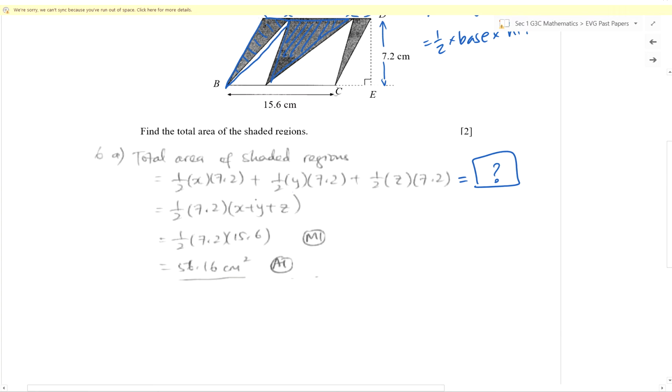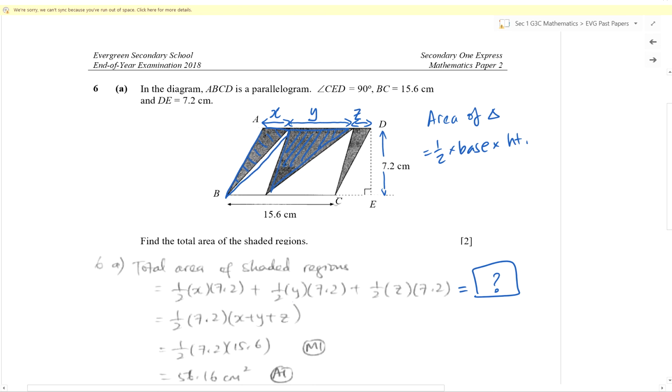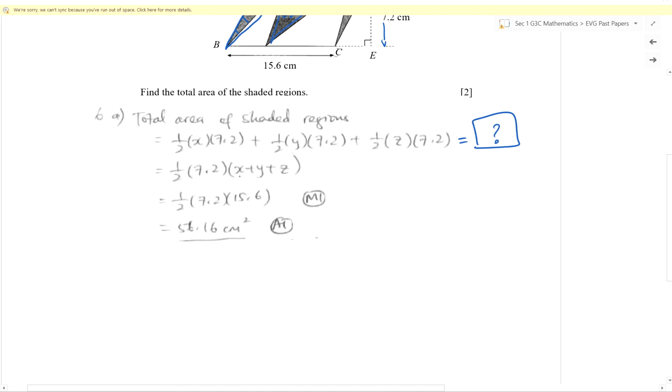And we still have a problem over here because we do not know the exact value of x, y, or z. However, if you look back at the diagram, ABCD is a parallelogram, which means that opposite sides have the same length. Therefore, x plus y plus z has to be 15.6 cm. So now, without knowing the exact value of x, y, and z, I do know that their sum is 15.6, and that is how we are able to arrive at the final answer.